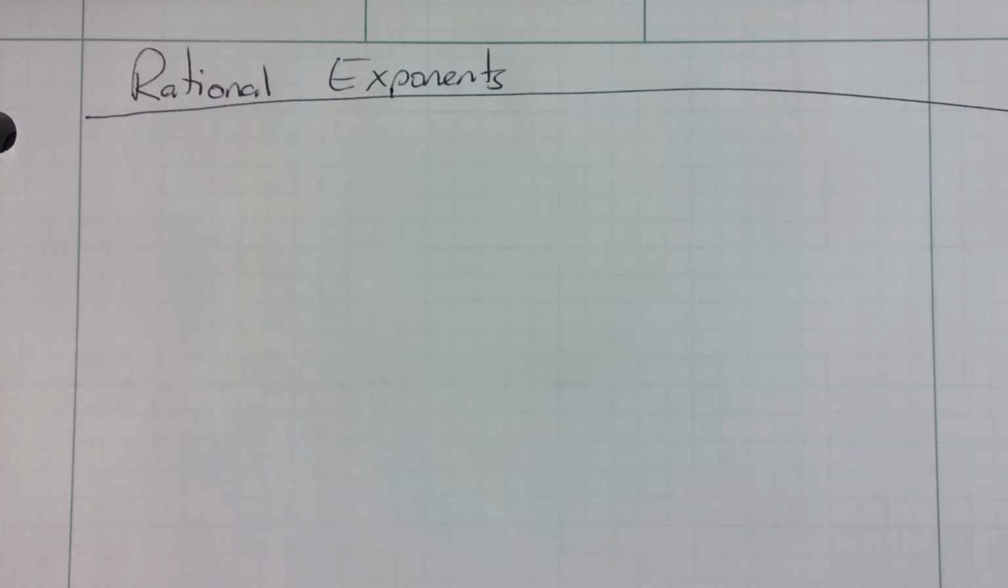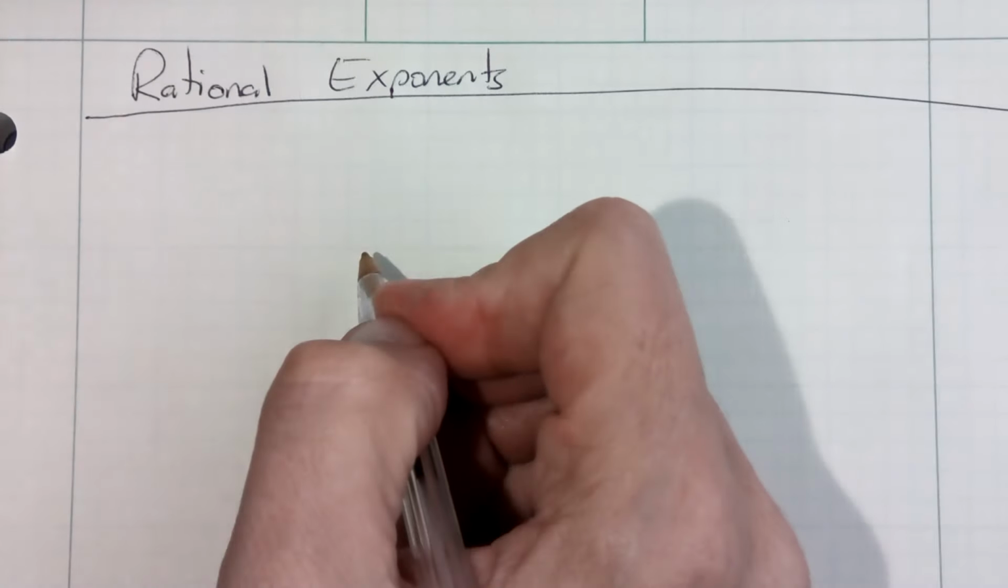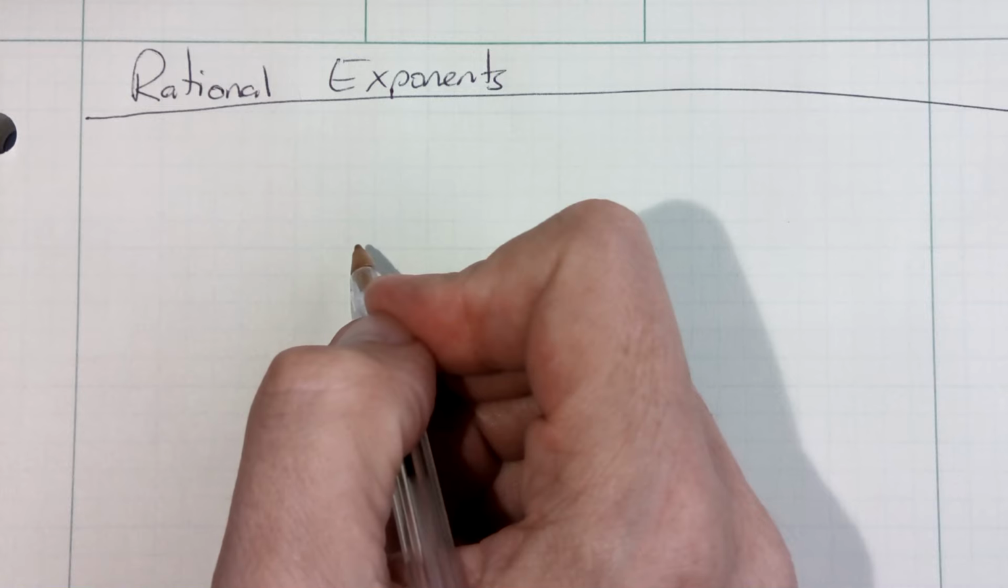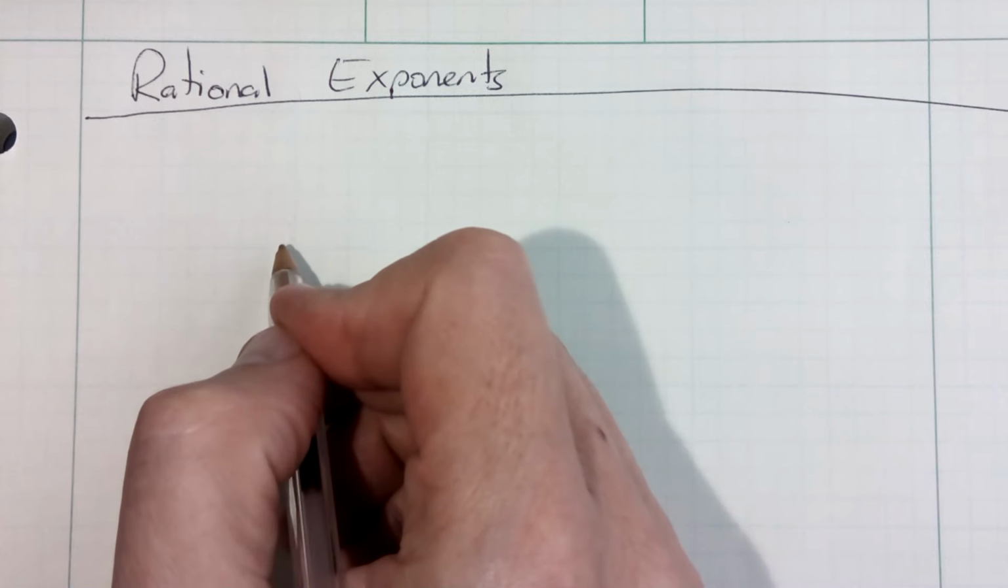The last lesson we had was on rational exponents, but all those rational exponents were positive. Today we're going to do some negative rational exponents. But let's first review what a rational exponent is.